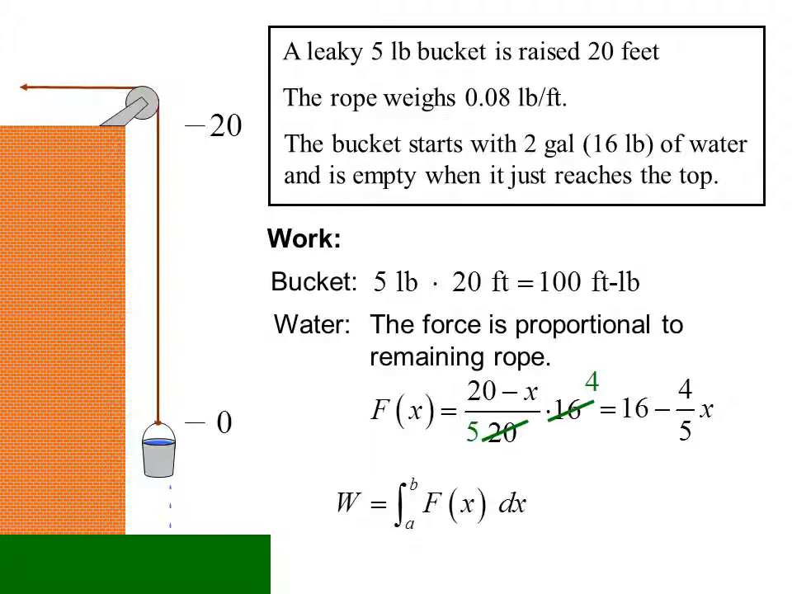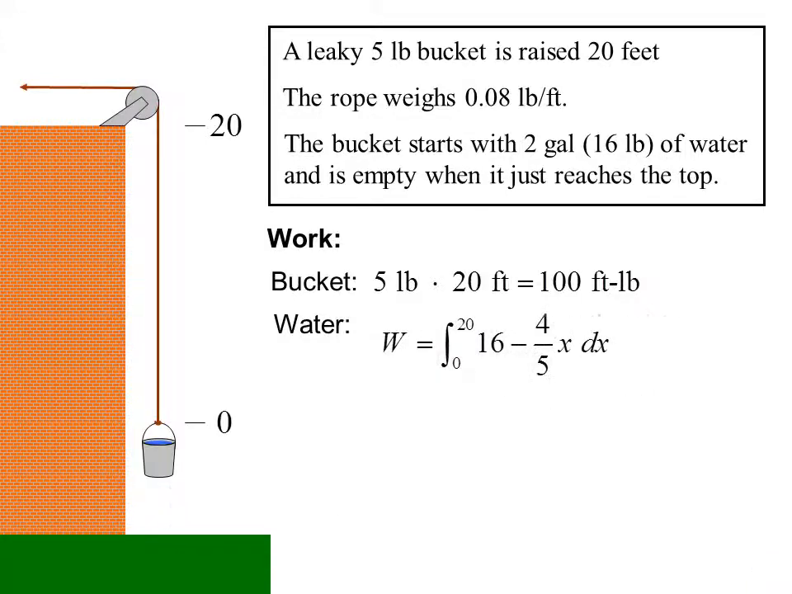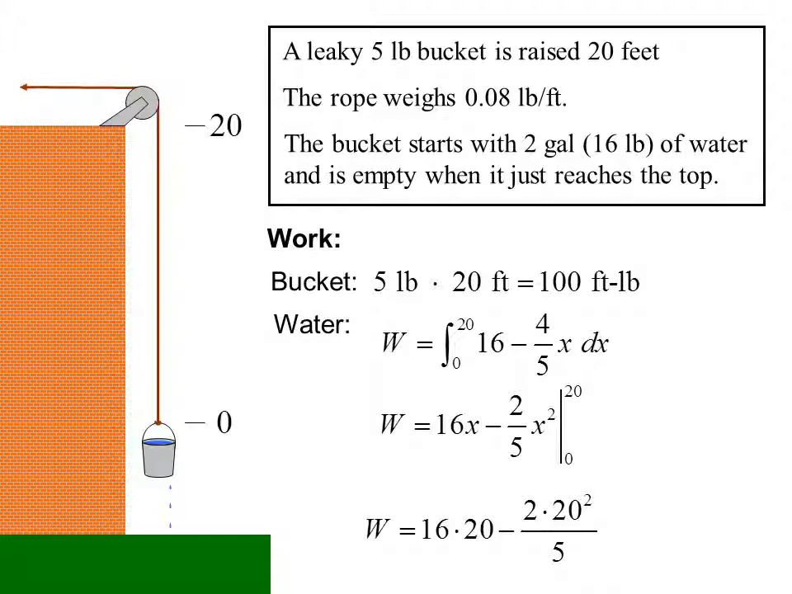Work equals the integral from a to b of f of x dx, or the integral from 0 to 20 of 16 minus 4/5 x dx. Taking the antiderivative, we get work equals 16x minus 2/5 x squared, evaluated from 0 to 20. We plug in the 20, and we get 160 foot-pounds.